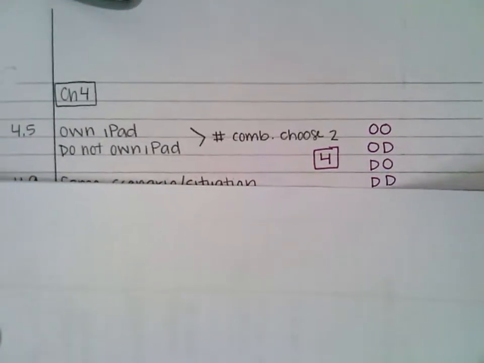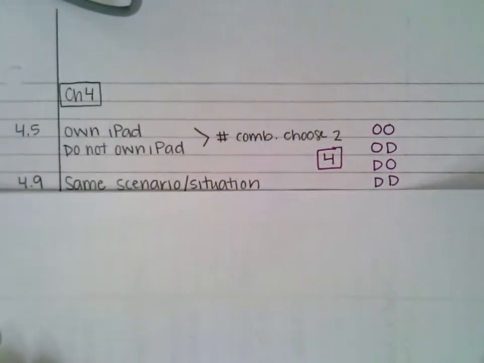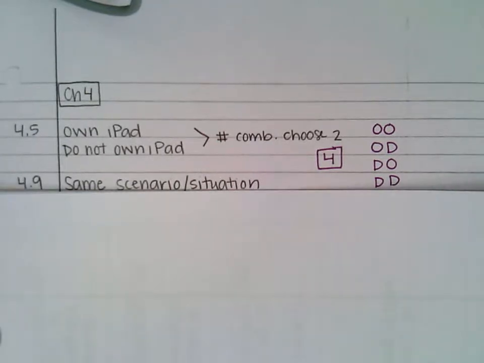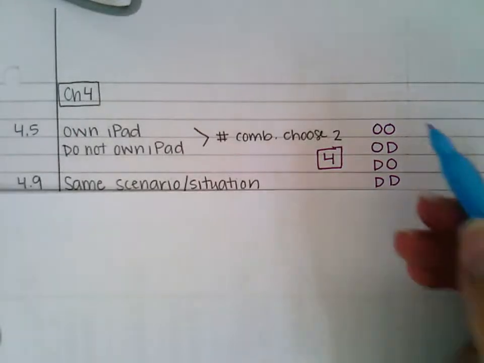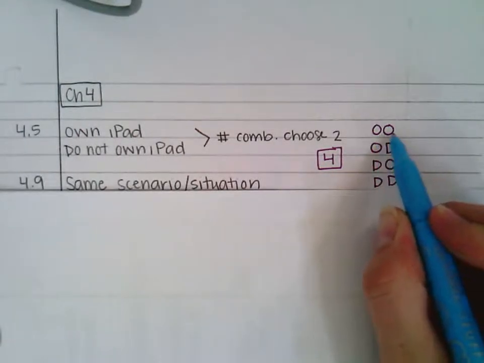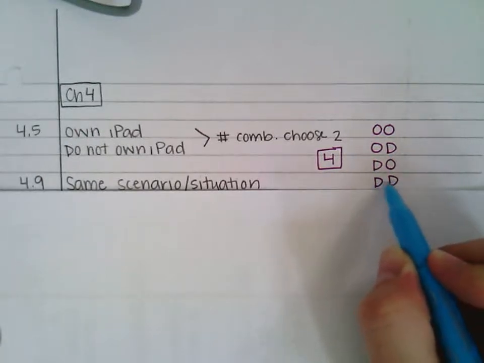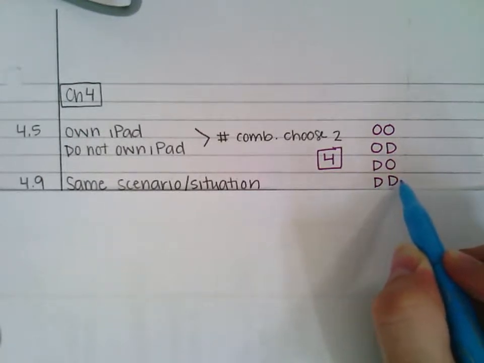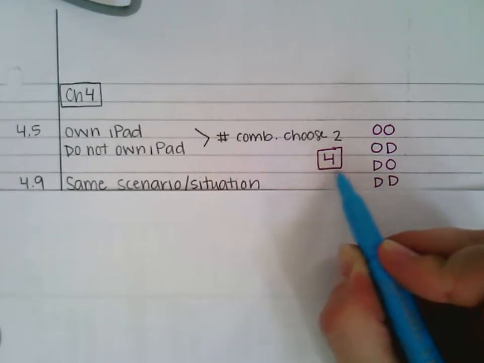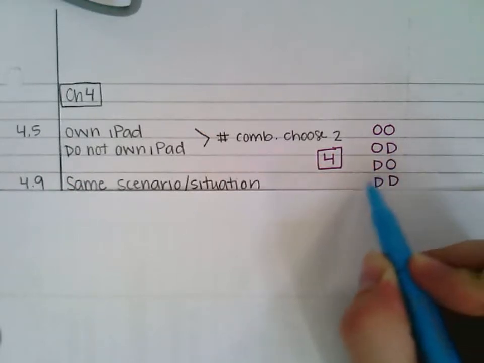So the first problem in chapter 4 on the review says to look at this problem, and it says that some people own an iPad, and some do not. And we need to choose 2 people and think about the number of combinations of choosing 2. And so we have 2 people that own them, one owns and doesn't, or the reverse, or that they both do not own them. And so that ends up giving us 4 combinations here, 1, 2, 3, and 4.